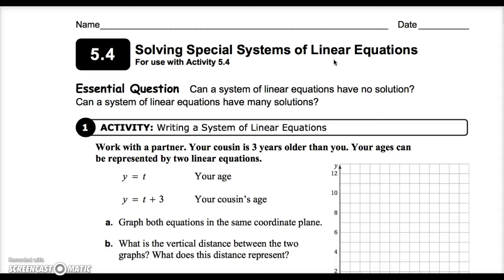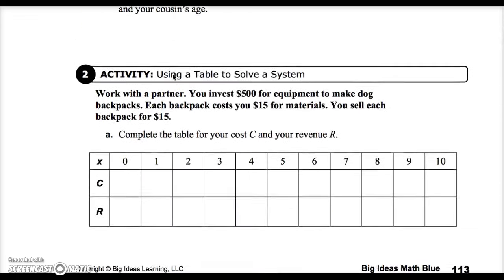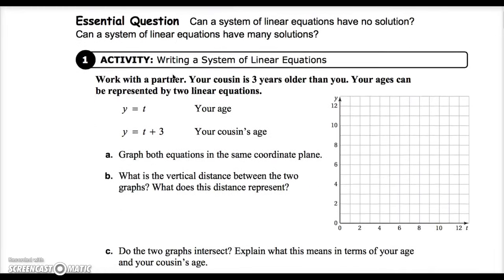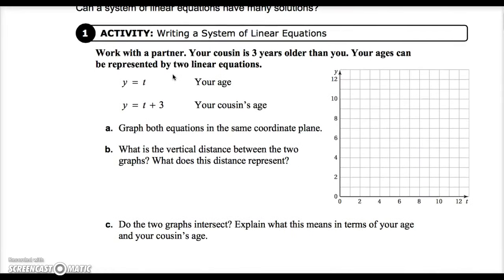So what we're going to look at today are special, unique situations where really you could tell what's going to happen just by looking at the equation. You won't need to actually do anything about it unless they actually want you to solve it. So we are on page 113 in your workbook. It should be 5.4 at the top. Okay, and let's look at activity 1.